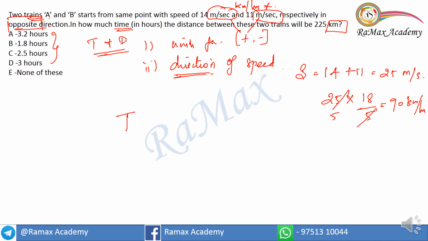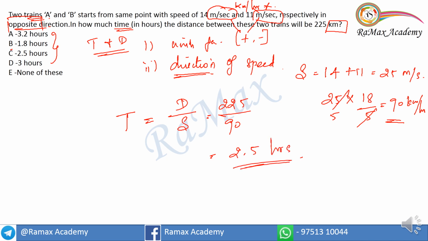Then apply it in a simple formula. Time is equal to distance by speed. Distance is given as 225 km divided by 90 km per hour, which is the speed. That's it. 2.5 hours.